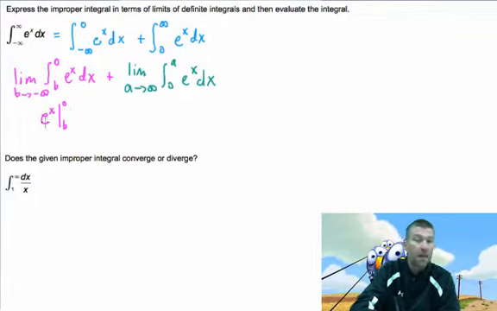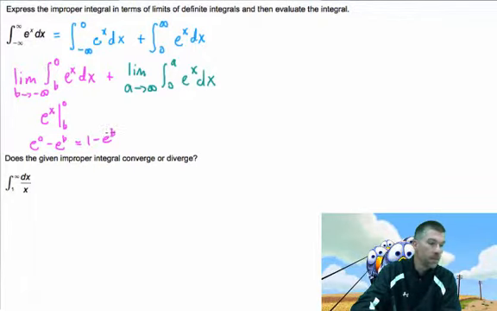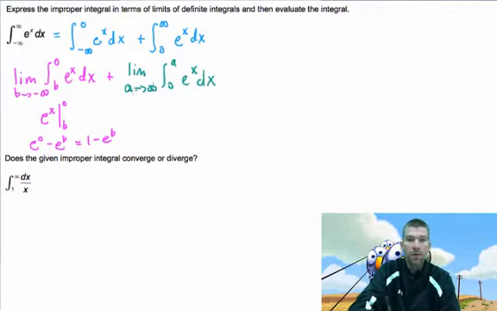Okay, and it's stop minus start, so that's e to the 0 minus e to the b. Okay, anything to the 0 power is 1, so this first guy becomes 1 minus e to the b. Okay, not too tricky there. Do the same thing over here with the next limit.